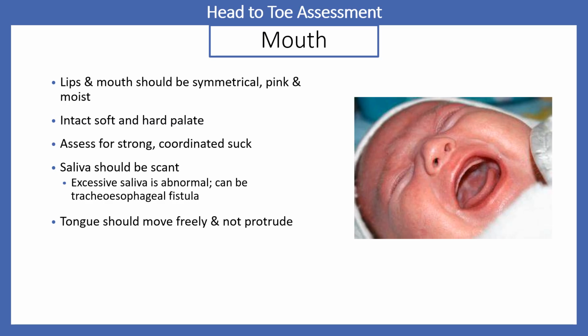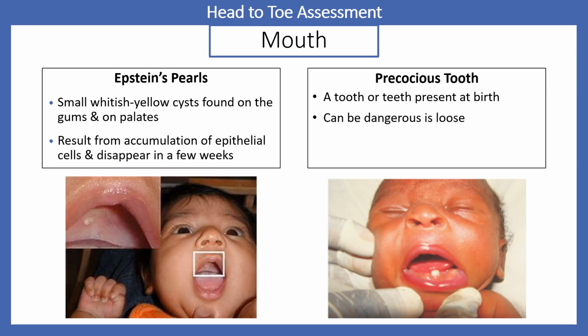The mucous membrane should be moist, but saliva should be scant, as excessive saliva is a possible problem. Some other findings that are normal variation a nurse may assess when inspecting a newborn's mouth are Epstein's pearls, which are whitish yellow cysts found on the gums and palates of the newborn, and a precocious tooth, which is a tooth present at birth. A precocious tooth can be a possible problem if it is loose, as it may fall out and the newborn could swallow it.